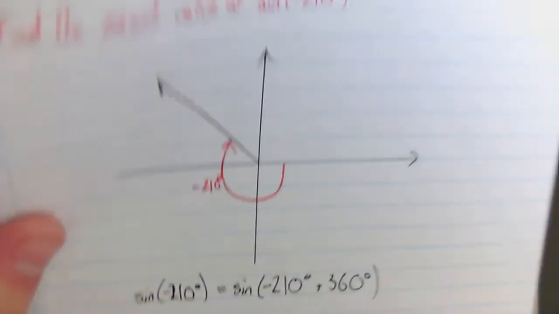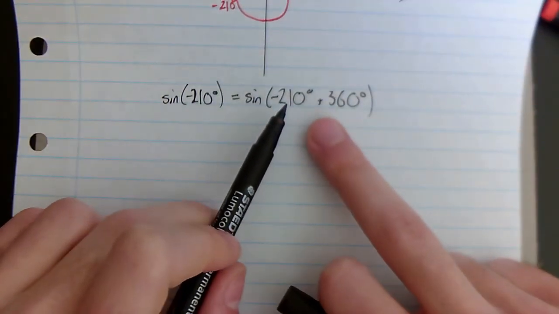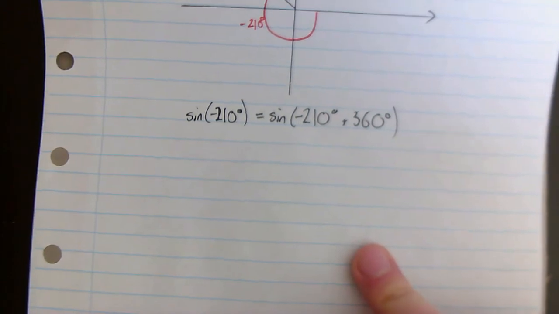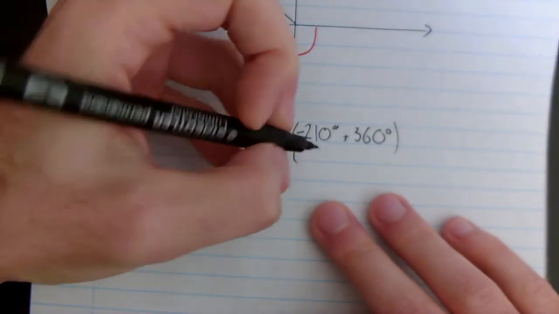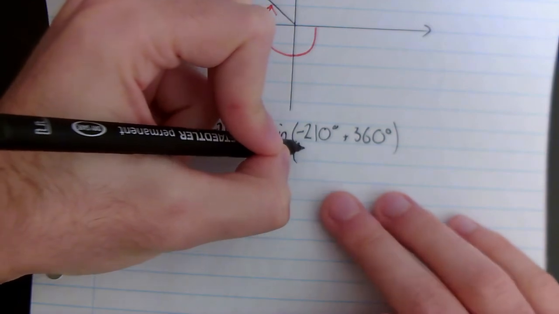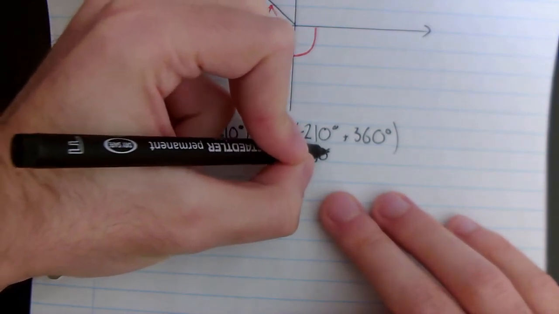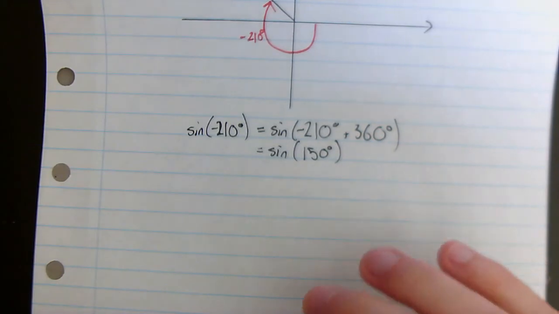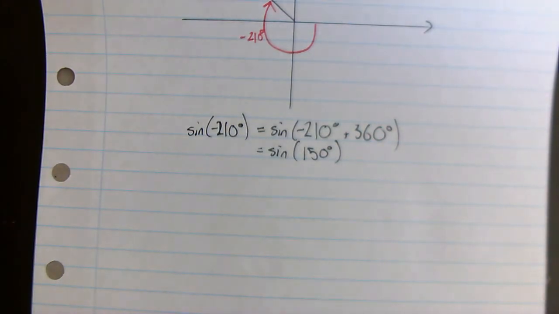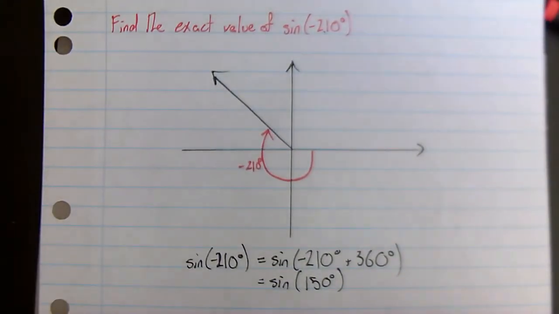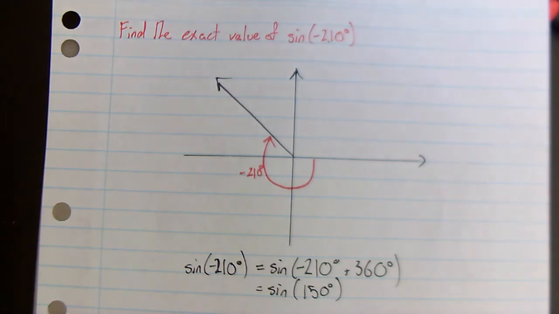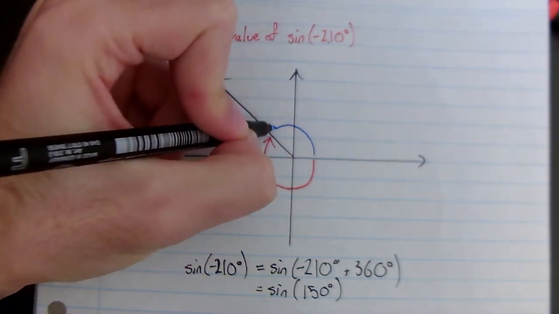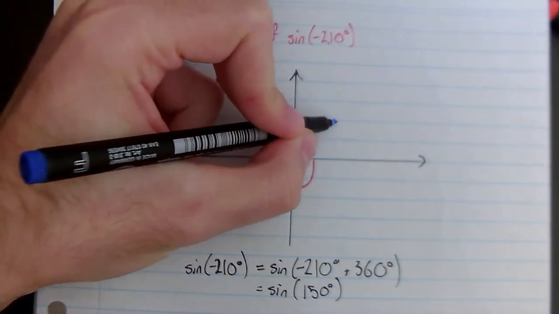So what I'm doing here is just rewriting this angle to make it nicer, to turn it into a positive angle. So this ends up getting you 150 degrees, okay? That then implies that, because this is between 0 and 360 now, this angle over here is going to be 150 degrees.